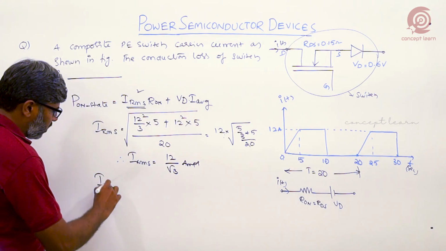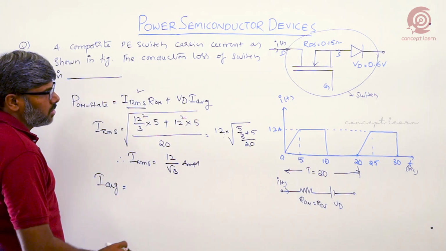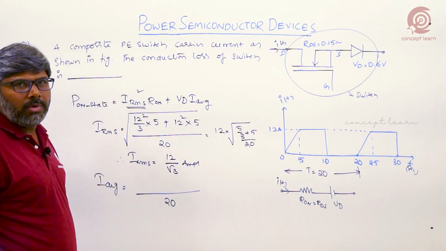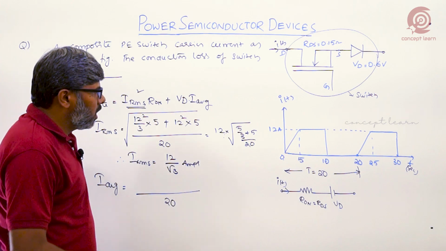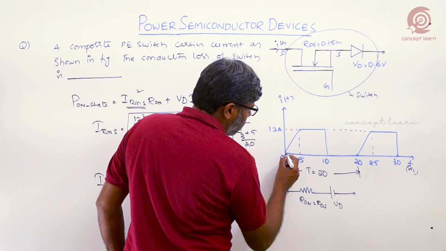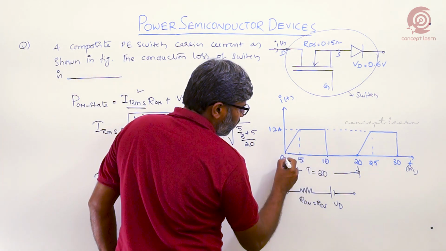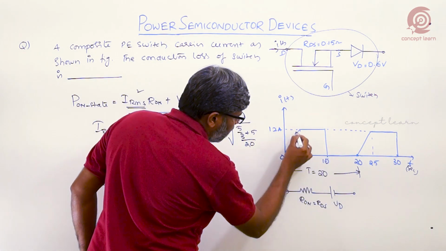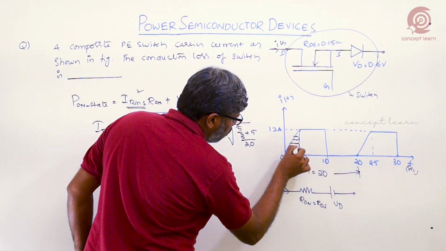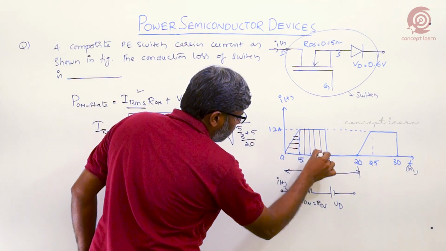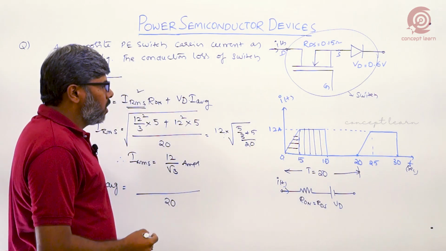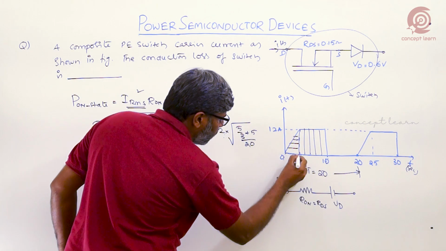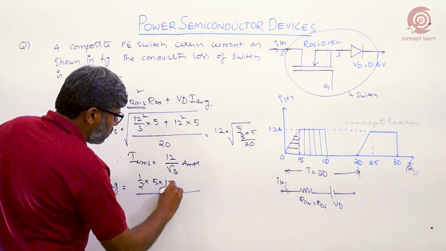Then what is I average? I average is, as usual, the total area divided by the total time period. What is the total area of this curve? You are getting the variation of I of t between 0 and 10 only. So in this time period, the curve has two parts: one is a triangle, the other is a rectangle. So what is the area of the triangle? Half into 5, which is the base, into what is the height of this?